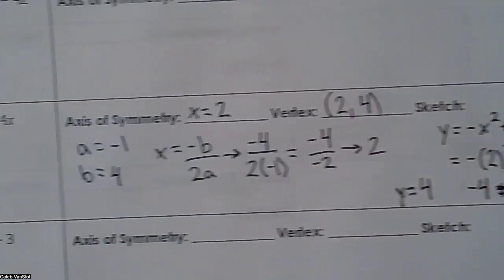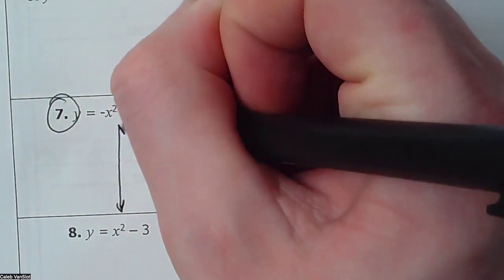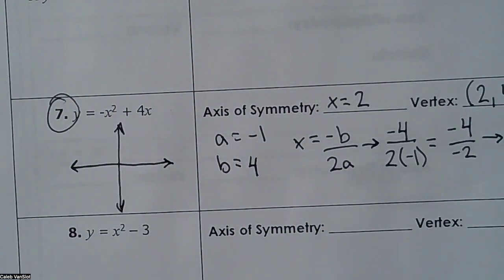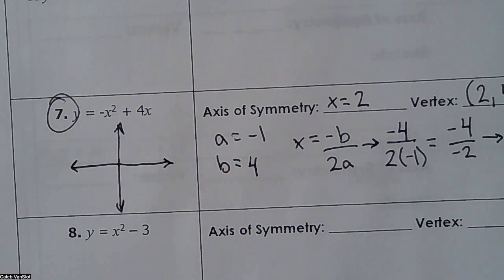And then we can do our quick sketch. You guys, as I'm kind of setting this up, is our parabola going to open up or down for number 7? It's going to go down, right? Because you've got a negative value at the very beginning, right? If you've got a -a, it's going to go down.